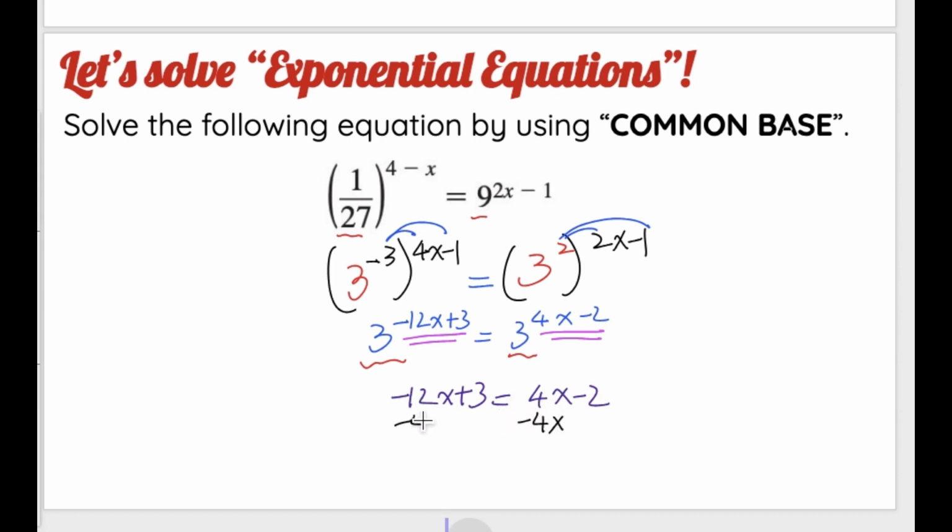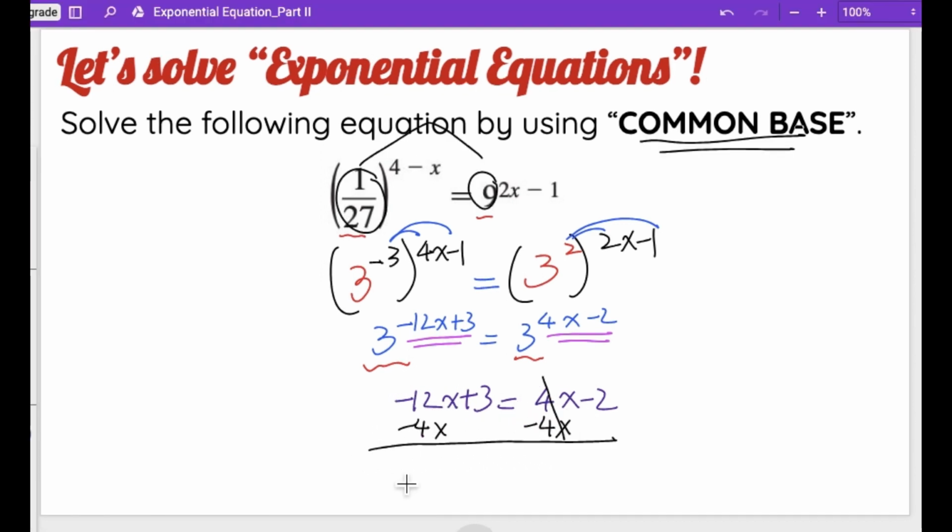So let's do this one. We just solve this like a regular equation, and minus 4x from both sides, and then we have negative 16x plus 3 equal to negative 2. Some students were wondering, I don't want to deal with a negative coefficient for the x, can I just add 12x to the other side? Perfectly fine. That's what I said before. You can use multiple ways to do whatever you need to do. The goal is to move x to one side, numbers to the opposite side.